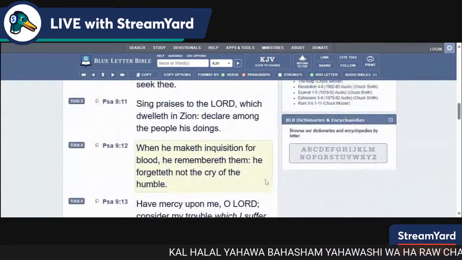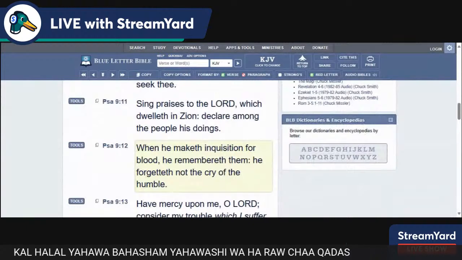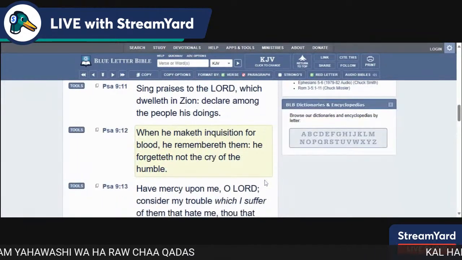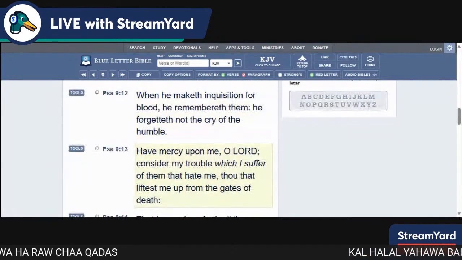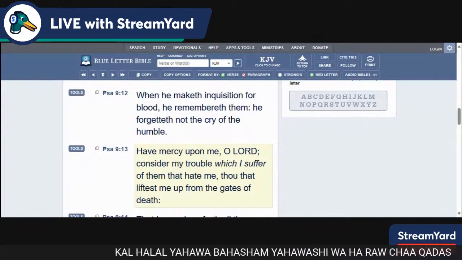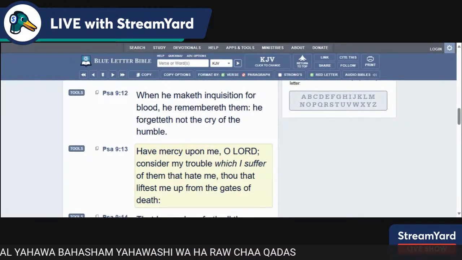Sing praises to the Lord, which dwelleth in Zion, declaring among the people his doings. When he maketh inquisition for blood, he remembereth them. He forgetteth not the cry of the humble. See, the Lord is not forgetting the prayers that the elect are throwing to him.